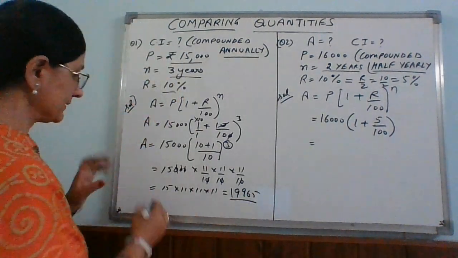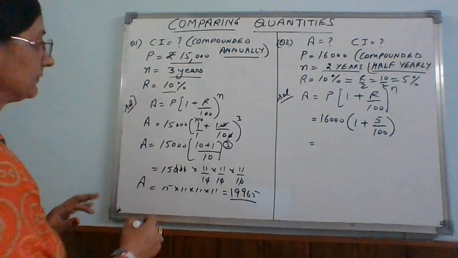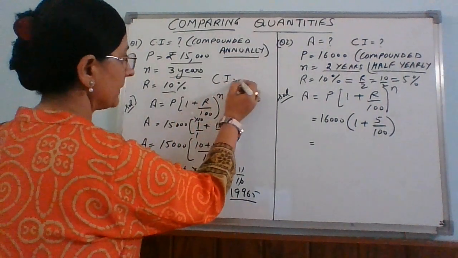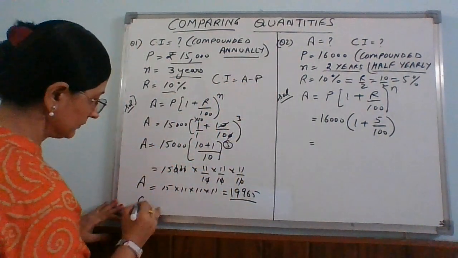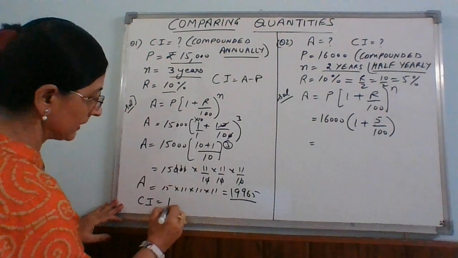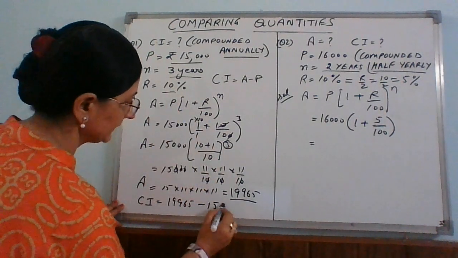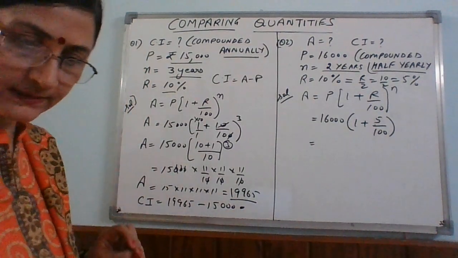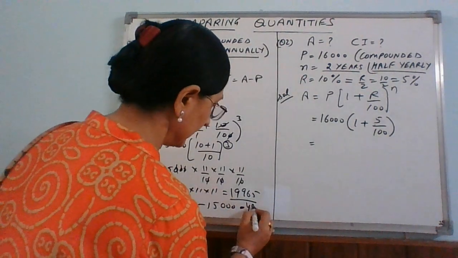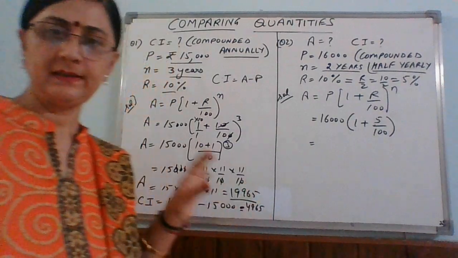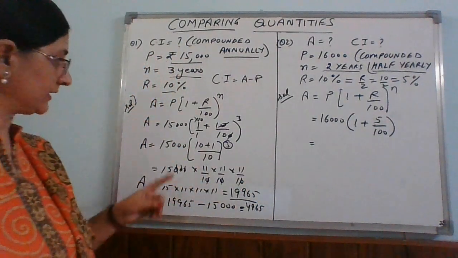19965. So what is this? This is the amount. What was the formula for CI? CI was amount minus principal. So in order to find CI, amount is 19965 minus the principal, which was 15,000. Then you get the answer 4965. And in these types of questions, we have big calculations.